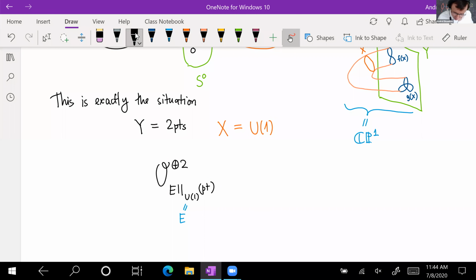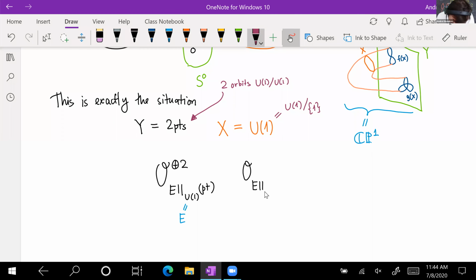And then here, I have one copy of the structure sheaf of elliptic cohomology of now. So we need to remember the stabilizer subgroup. So we have a point, it means two orbits of the form U1 over U1. And this U1 is U1 over the identity group. So this corresponds to a free orbit. So that's the U1 of U1. Like I said, the stabilizer here is the identity group.